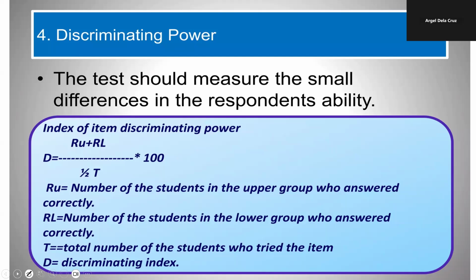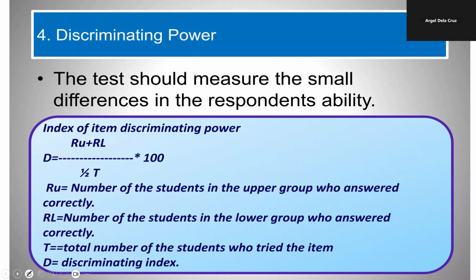Okay. So for example, we compare the number of students in the upper group who answer correctly versus the number of students in the lower group who answer correctly. So meaning to say, we will divide the respondents into, let's say, respondents from A to M and respondents from N to Z. So we will compare the responses and basically we will get what we call the discriminating index.